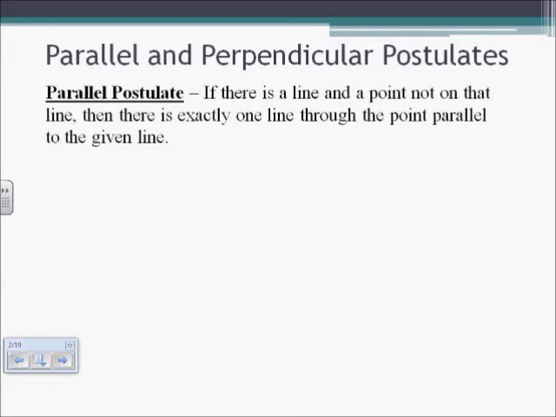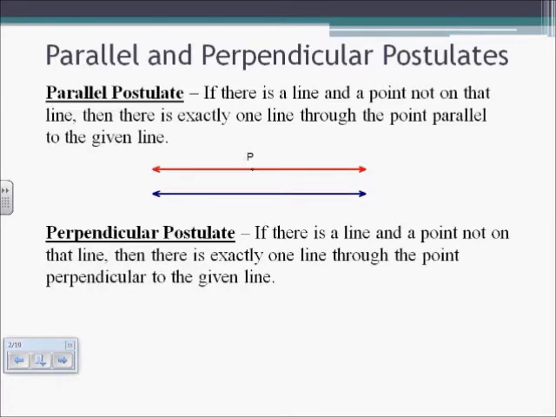The parallel postulate states that if there is a line and a point not on that line, then there is exactly one line through the point parallel to the given line. Okay, our picture can illustrate that. We have our point P and we have the blue line, so the blue line exists first. We have a point P that is not on that line. Therefore, the parallel postulate states that there's exactly one line that goes through P that is parallel to the original line. Okay, pretty straightforward. Same thing is true with perpendicular lines.